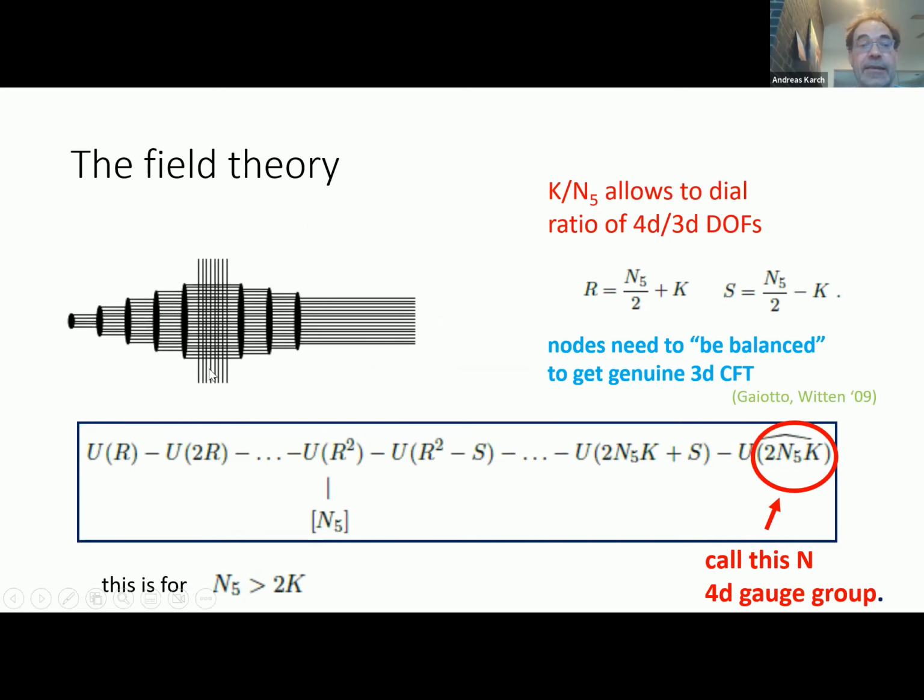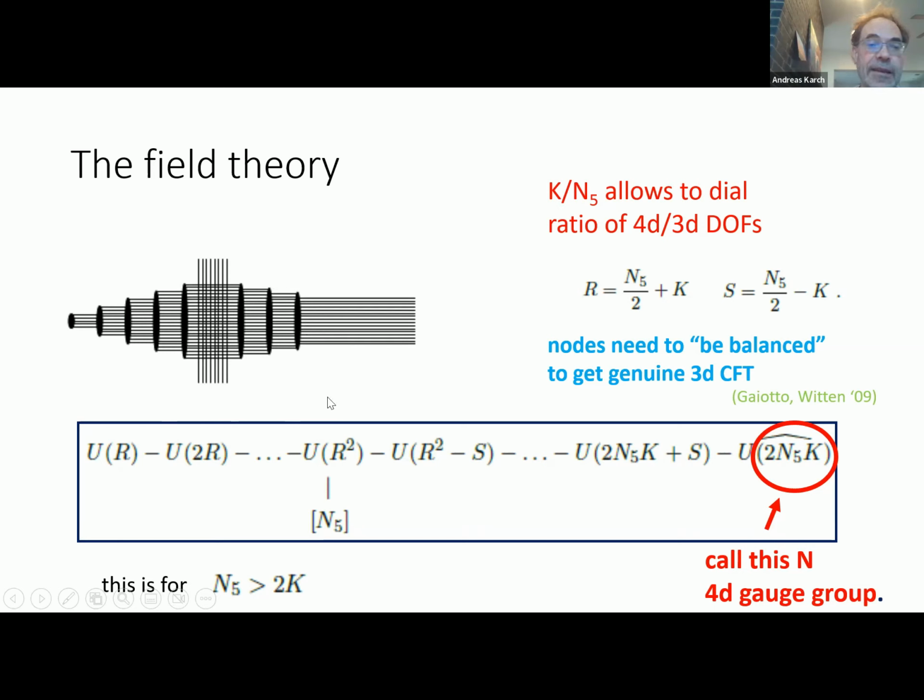In particular, the gauge group we're going to study. There are some constraints on how many D3 branes have to be sitting between these various NS5 branes. There's some notion that all these gauge groups that are going to appear in the 3D CFT have to be balanced, with some sort of condition, so that I get a genuine 3D CFT. There's no extra stuff and everything nicely flows to a CFT in the IR.